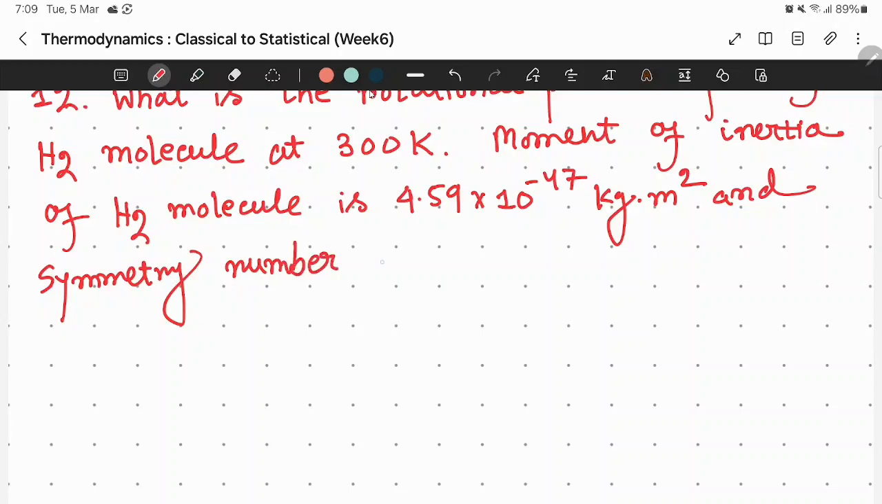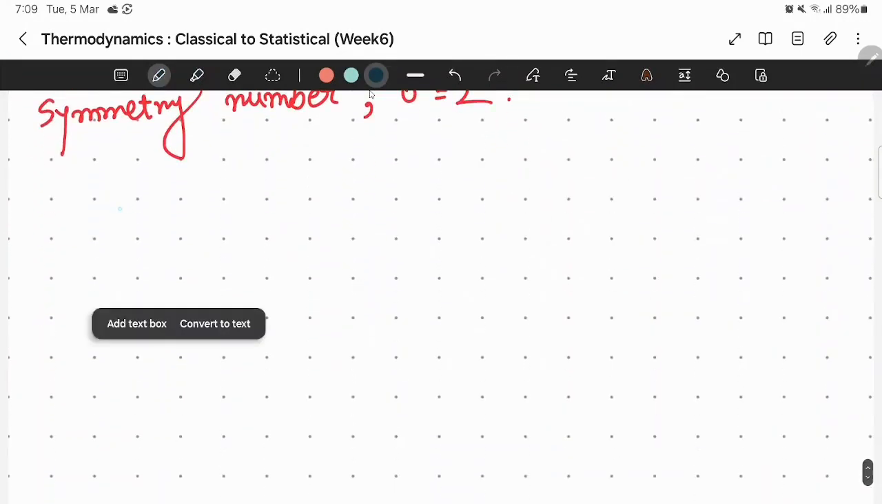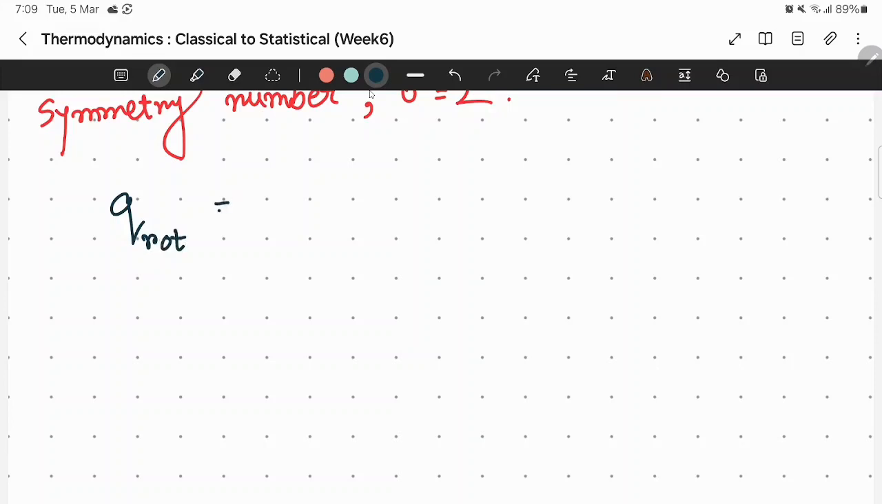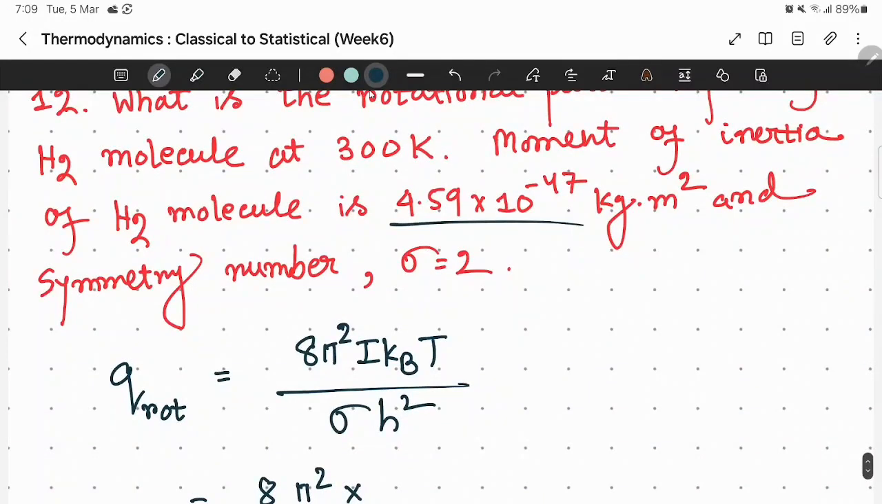That we know. For the hydrogen molecule, the symmetry number sigma is 2. Okay. So now we have to find out the rotational partition function. What is the rotational partition function? That is Q rotational. We know that it is 8 pi square I kB T divided by sigma h square. In general, sigma is the symmetry number. So we just have to put the values. We know 8 pi square. What is I? I is given. This is the I.